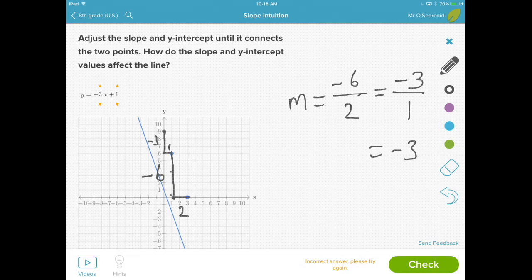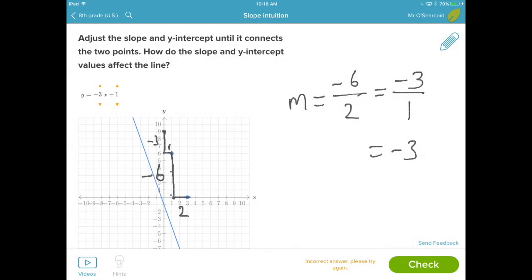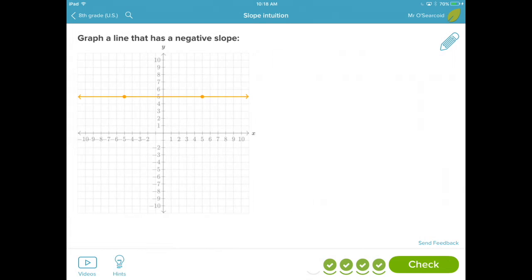We find our y-intercept. Okay, so that will help us move our line upwards until it intercepts the y-axis at 9. And finally, just to clarify, a positive slope goes upwards and a negative slope goes downwards.